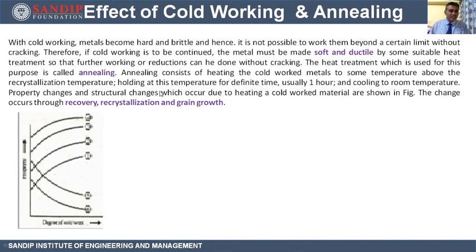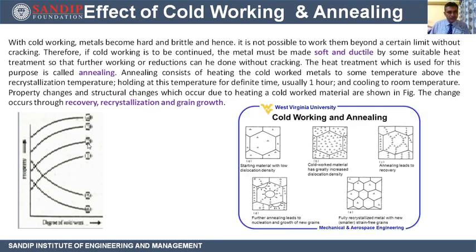Now, property changes and structural changes which occur due to heating a cold worked material are shown in the figure. The change occurs through recovery, recrystallization, and grain growth. Now, here in this figure, we can see the material. What happens after annealing is, cold working and annealing starts with a starting material with low dislocation density. So this was our initial material, which had a low dislocation density, on which we started the cold working operations. So these dislocations are shown over here.